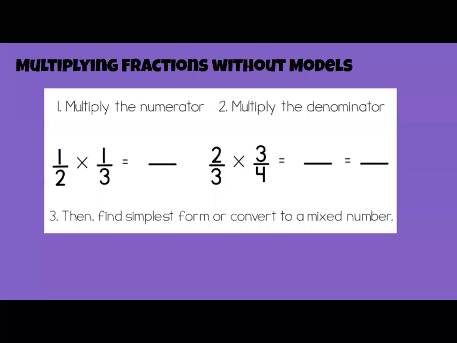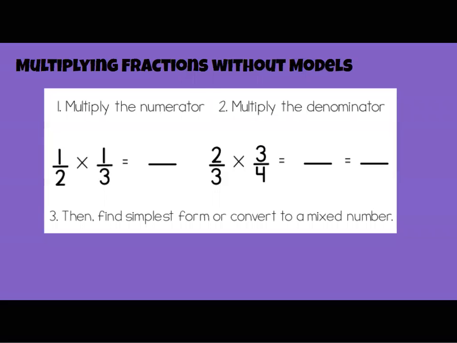All right, well now let's take a look at multiplying fractions without models because we won't always have those models to help us to multiply. So we have 3 easy steps to multiply fractions without the models. In our first step, we're going to multiply the numerators. All we're going to do is just multiply across. Then number 2, we're going to multiply the denominators across. And then number 3, find simplest form or convert to a mixed number, and that's if it's not already in simplest form. So let's take a look.